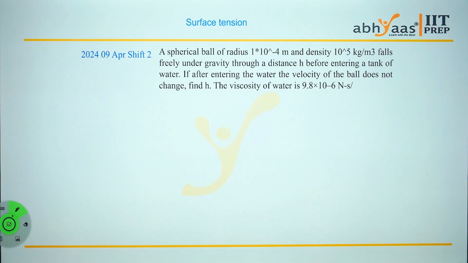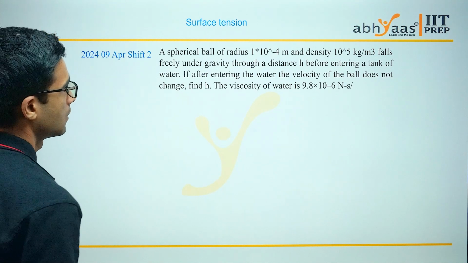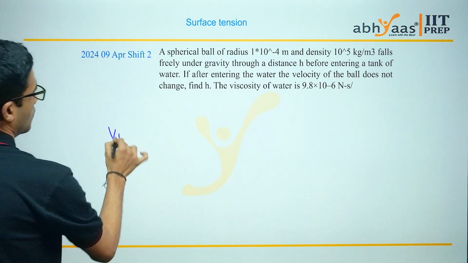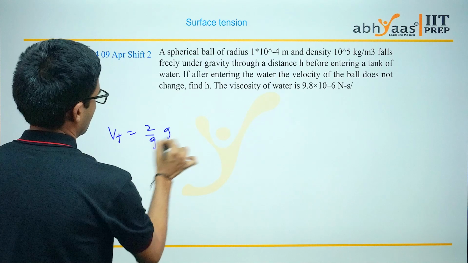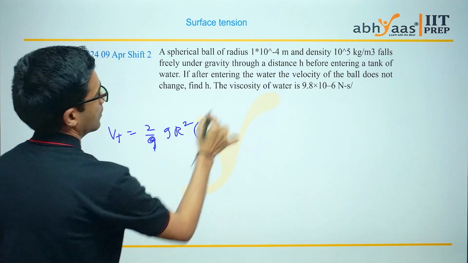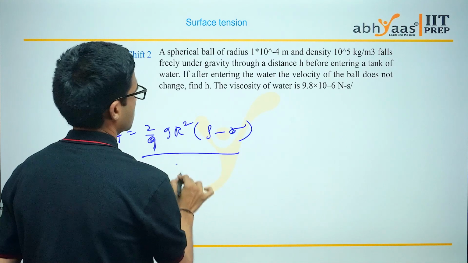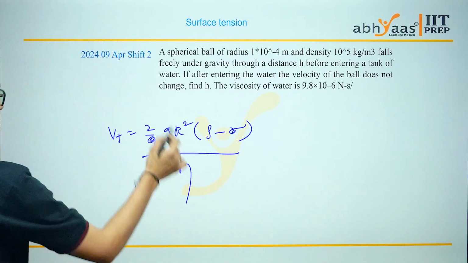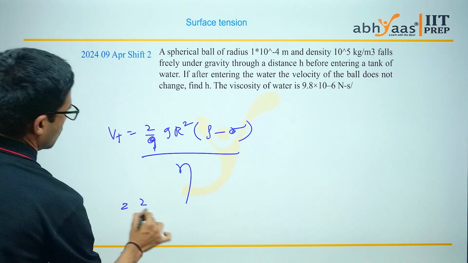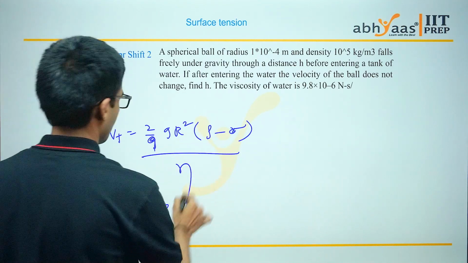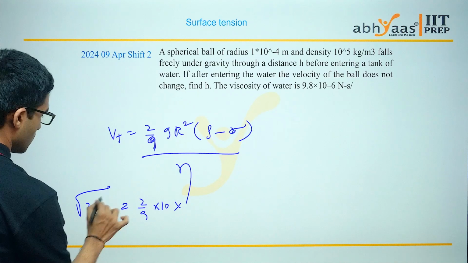So spherical ball is there. Density is given. Radius is given. Viscosity is given. After entering, velocity of ball does not change, viscosity of water is there. Find H. Again, this one only, Vt equal to 2 by 9 g r square, rho minus sigma by eta, this is coefficient of viscosity. Again, r square is there. 2 by 9, 10 into, okay, what happened? This is root 2gh.